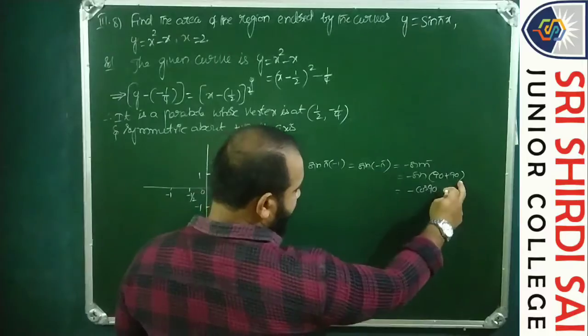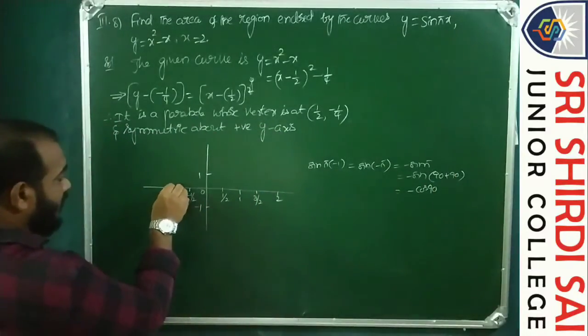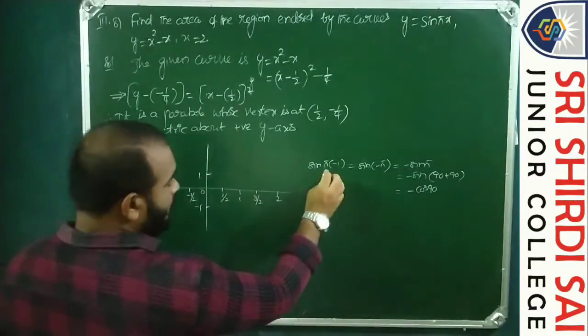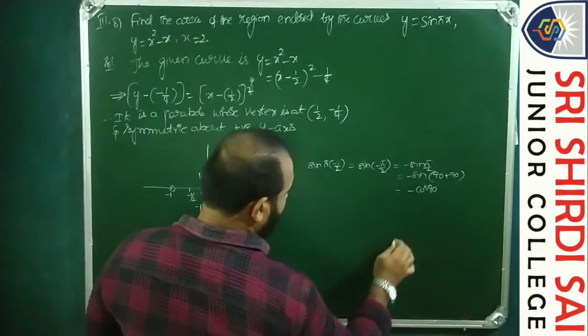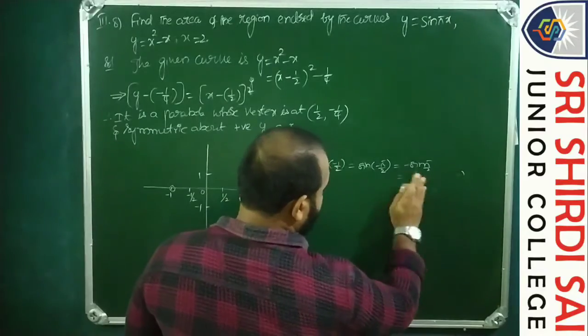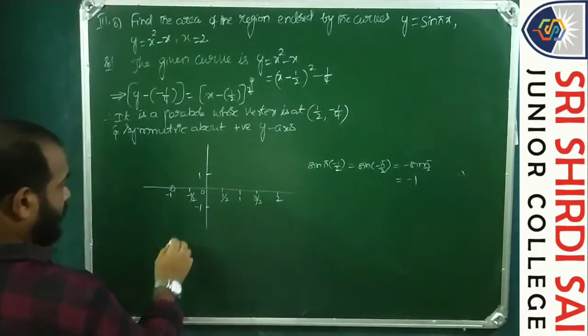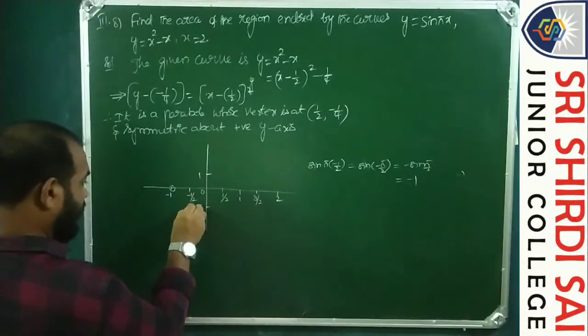Sin(90 + 90) is cos 90. Cos 90 value is 0, so it will be 0. Now sin(π × -1/2) is sin(-π/2), which is minus sin(π/2), so this is minus 1. So at x = -1/2 it is -1 here.